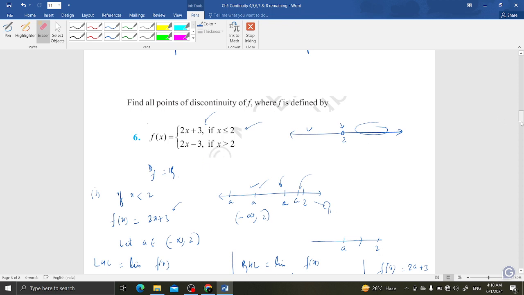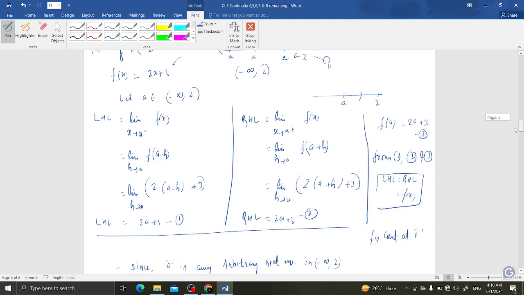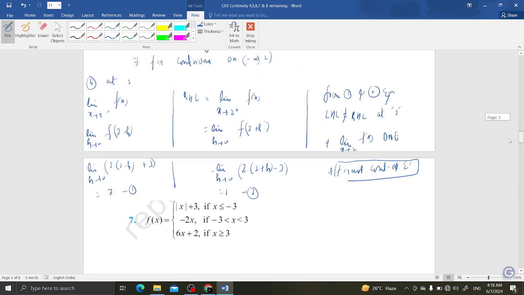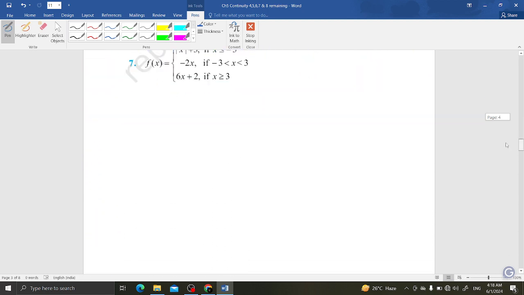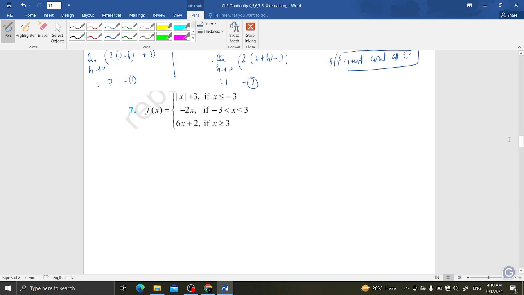Hence this function is continuous throughout R minus 2. This is the set of continuous elements, and the set of discontinuous elements is only this one, so this is our answer. Okay, the C part you need to do. For the third part, you need to show that for every element greater than 2, the function is continuous at that point. You need to do some hard work now.